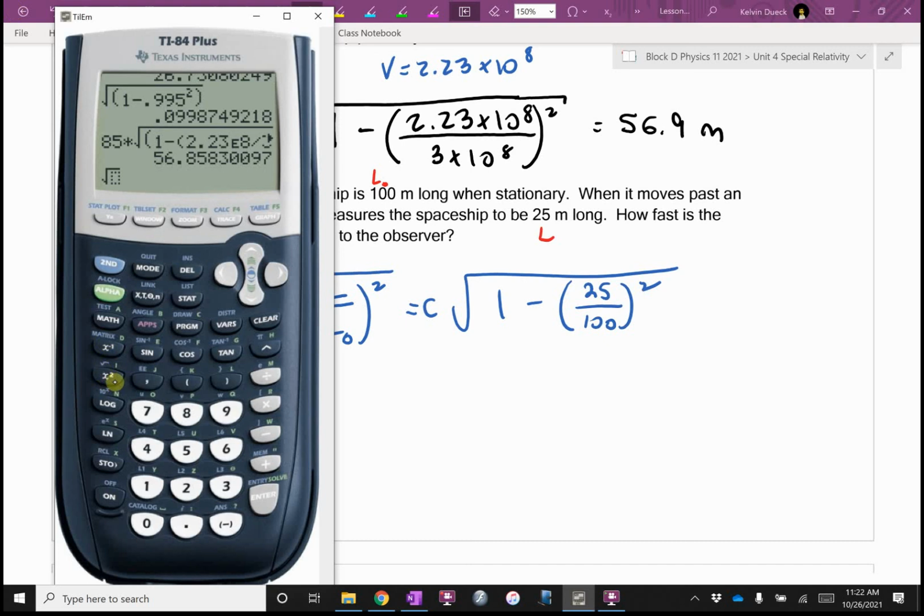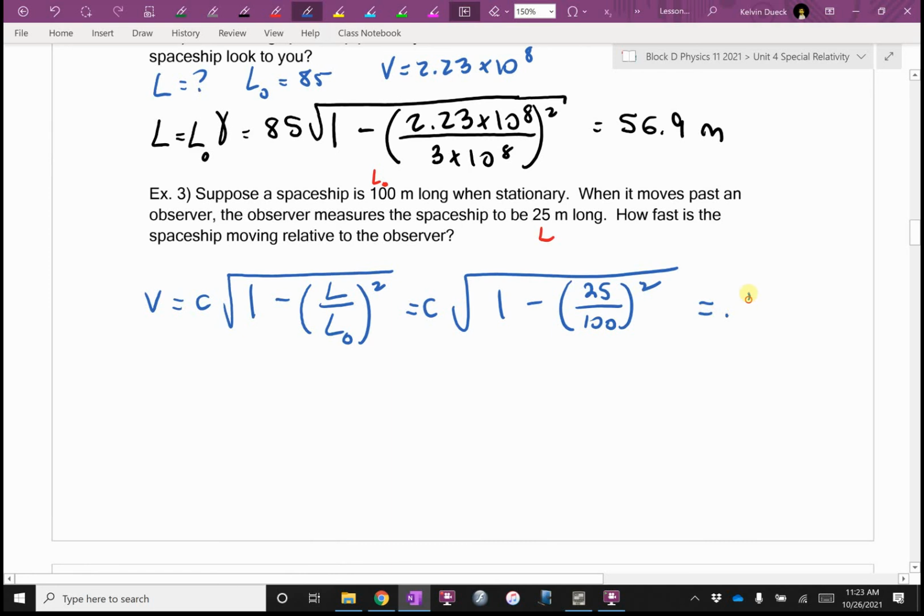Square root of bracket 1 minus bracket 25 divided by 100, close off that squared, close off the square root. And I get 0.968245836. Because we're being pretty precise, I'm going to go to 4 sig figs and write this as 0.9682 C. What percent of the speed of light is that? 96.82% of the speed of light.